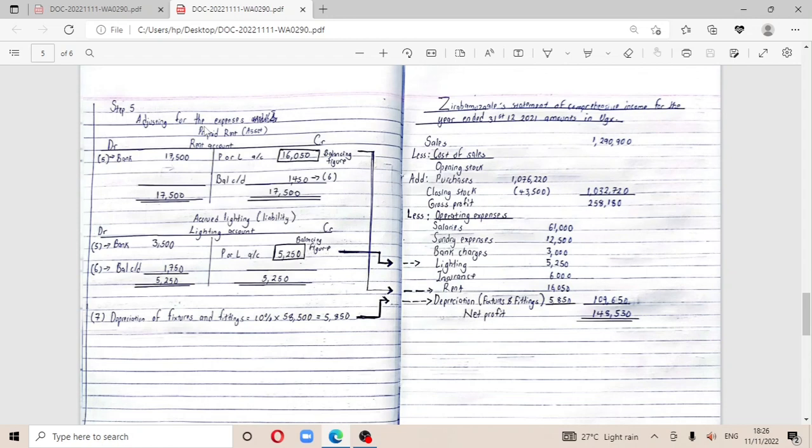Step 5, which looks at adjusting for expenses, and in our question we had prepaid rent and accrued lighting, and we know prepaid rent is an asset and accrued lighting is a liability. Having known that this is an asset and this is a liability, meaning, since we don't have opening figures, you can start with the closing figure first. The closing figure for an asset will be on the credit side, and the closing figure for a liability will be on the debit side as indicated.